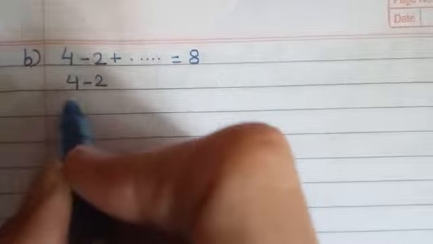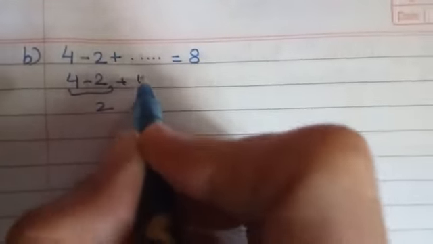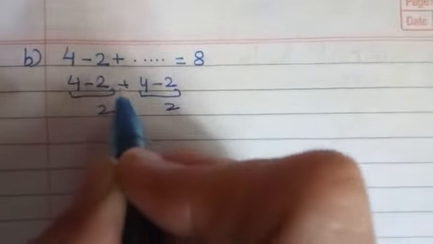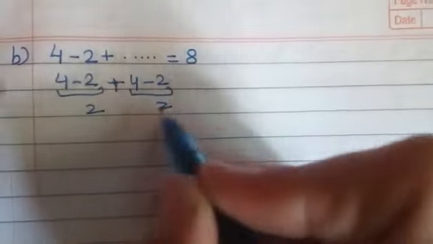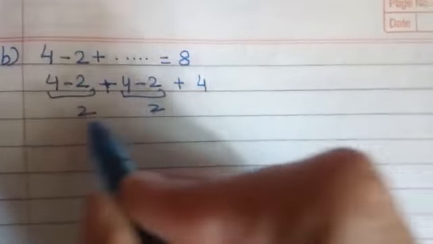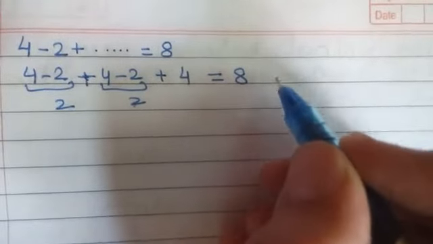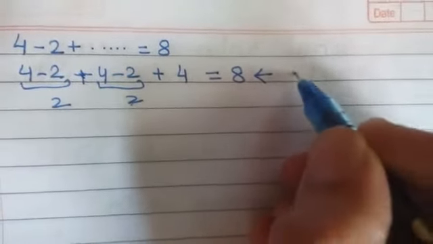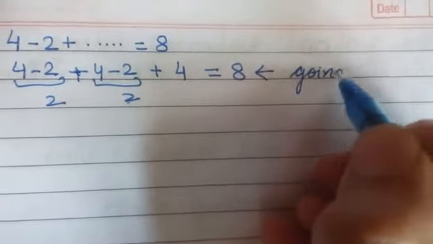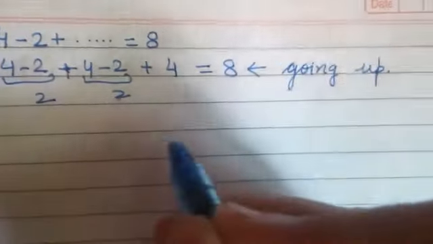Now here we have to continue this pattern. 4 minus 2, that is 2. 4 minus 2, that is 2. And we have to reach here 8. This is 4 plus 4. 4 plus 4 is 8. And if minus 8 was representing going down, this 8 will represent going up. Thank you.